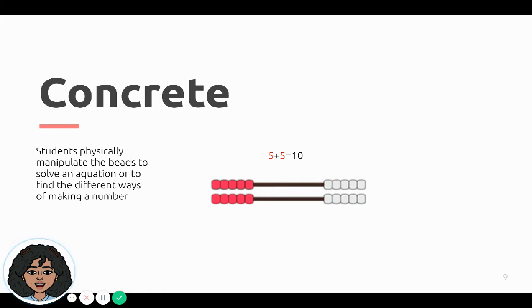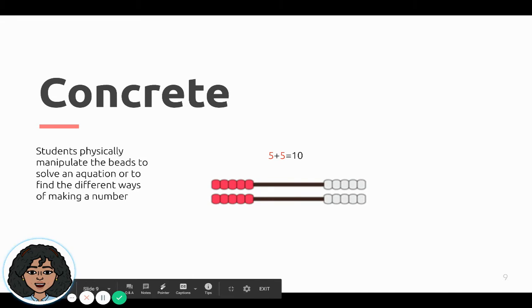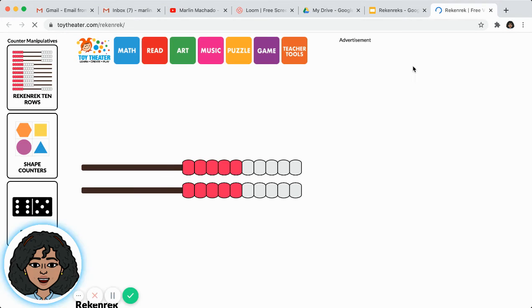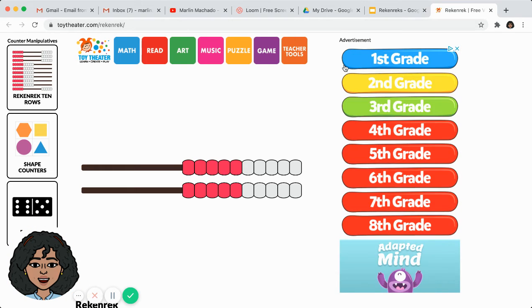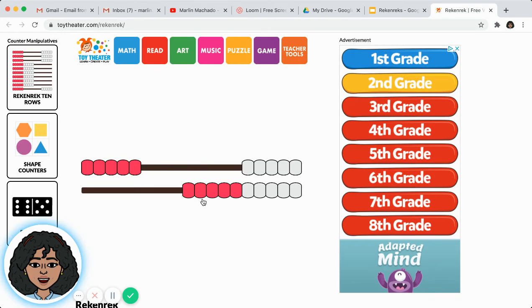The concrete phase has to do with students physically manipulating the beads from left to right in order to solve an equation. So for this example, here we can see the Rekenrek. If we wanted to do the equation 5 plus 5, I know that the 5 beads in red are 5, so I would move 5 and then 5, and I know that this represents 10.